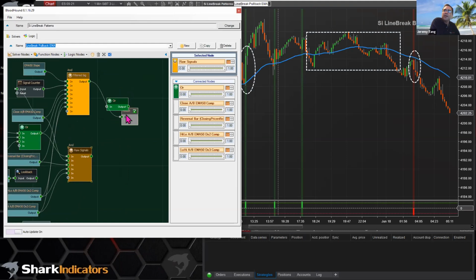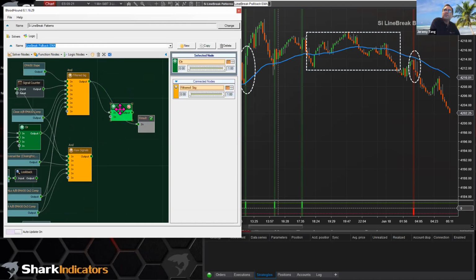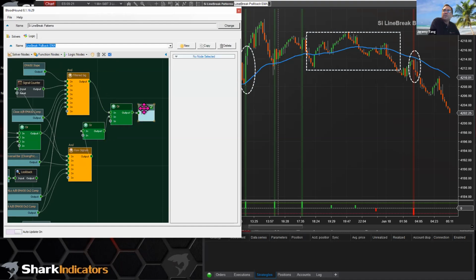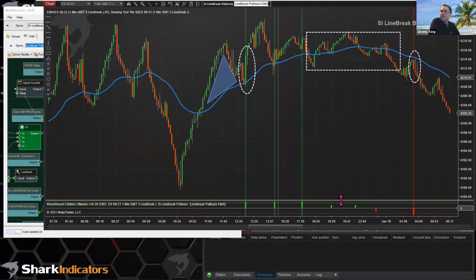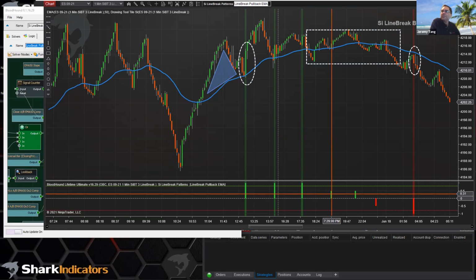So for any of you out there that already have BloodHound, it's a neat little tip I like to show BloodHound users: I can use OR nodes, and I'm just going to whip through this really quickly here. There. So with the set of OR nodes, if you look on the chart, we have these half signals here, or half of an output here.